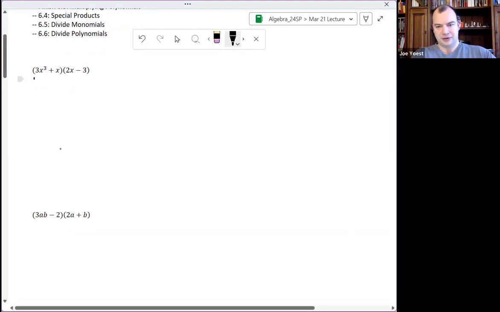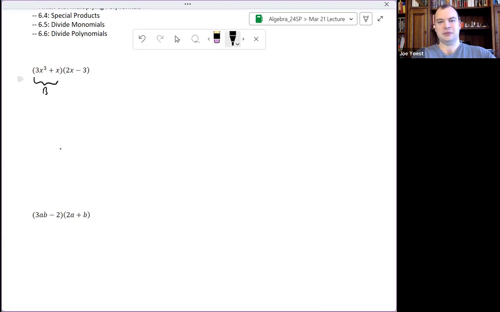So here I see I have a binomial, a polynomial with 2 terms, multiplied by another binomial. And I think for this one, maybe I'll use the FOIL method, just because I tend to use the distributive property. But just as a reminder that we can always use the FOIL method for binomial times binomial. And we just want to be very careful about the minus sign here.